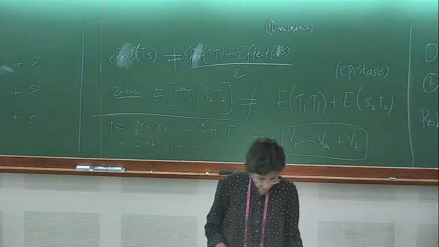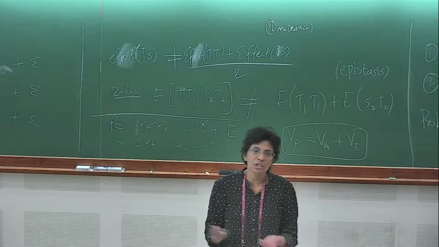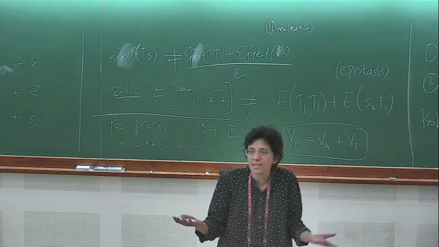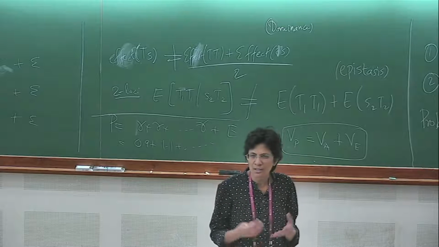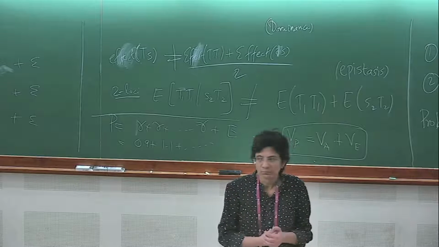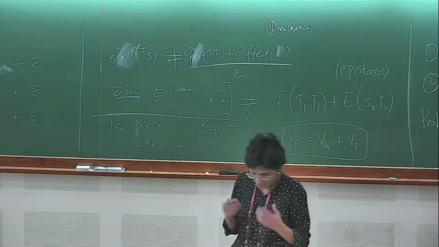Okay, so now, as I said in the beginning, P equal to G plus E looks so obvious. There is an effective environment. So what's so important about it? I'll give you this example.